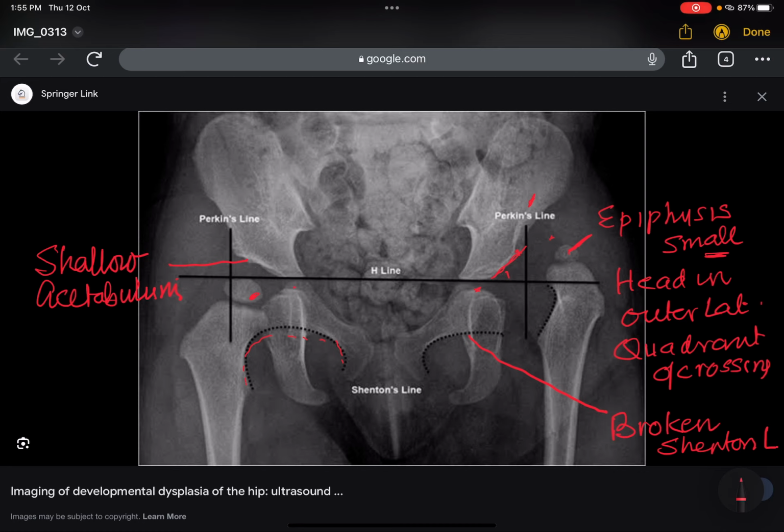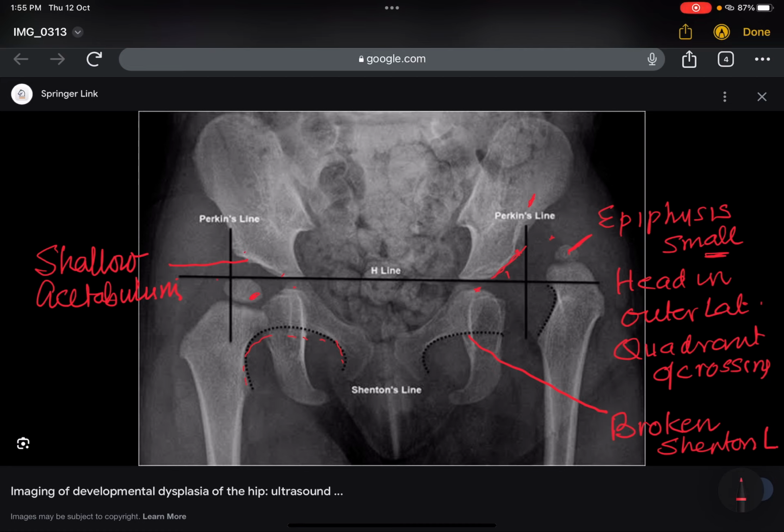Then you can see that the acetabulum is shallow. That means the acetabular angle between the acetabular line and the Hilgenreiner line is obtuse, is more than 50-60, when normally it should be 25.